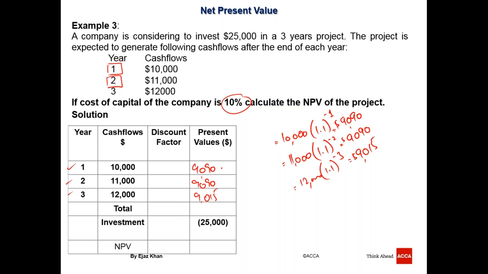So now we need to sum all these present values to see what's the total amount that should be invested for this project. 27,195. So the maximum that this company should invest for this project is 27,195, whereas the required investment is just $25,000, which is lower than the maximum that should be invested. So it's 2,195 approximately positive. Therefore, on financial grounds, it should be accepted.